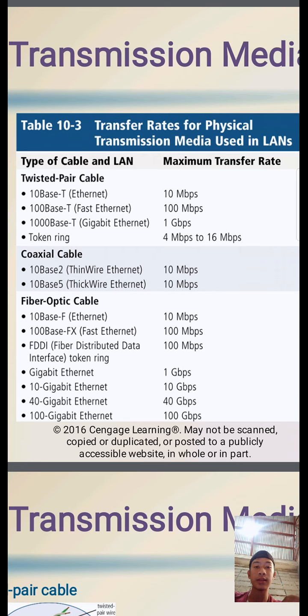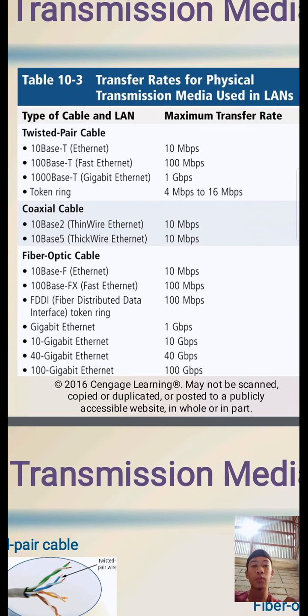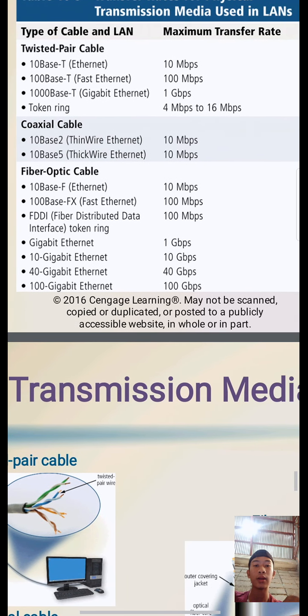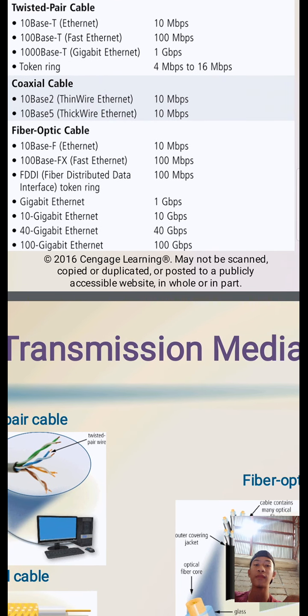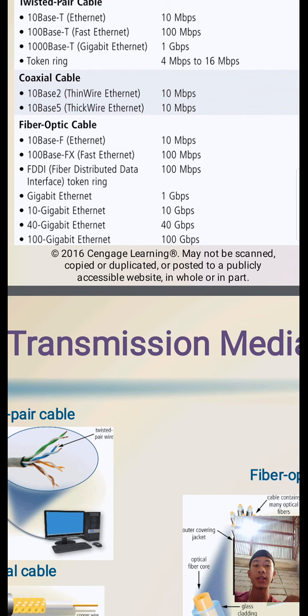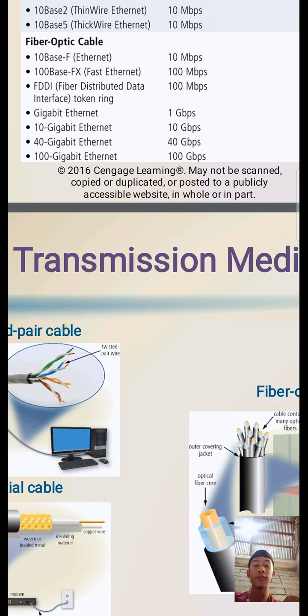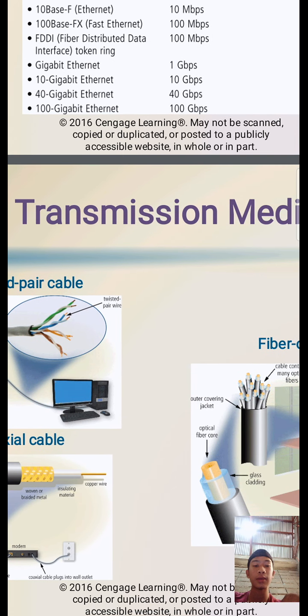Yung Ethernet is 10 Mbps. Fast Ethernet, 100 Mbps. Gigabit Ethernet is 1 Gbps. At ang token ring is 4 Mbps to 16 Mbps. So, coaxial cable thin wire Ethernet is 10 Mbps and thick wire Ethernet is 10 Mbps. So, ito na yung fiber optic cable. Ethernet 10 Mbps, fast Ethernet 100 Mbps, fiber distributed data interface or token ring 100 Mbps, gigabit Ethernet 1 Gbps, 10 gigabit Ethernet is 10 Gbps, 40 gigabit Ethernet is 40 Gbps at 100 gigabit Ethernet is 100 Gbps.